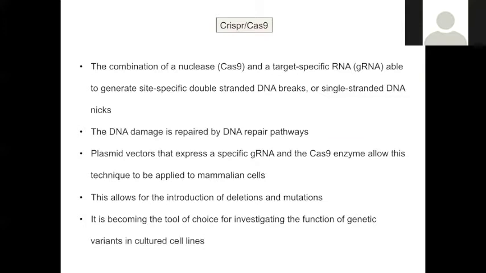CRISPR-Cas9, as we've seen, the combination of this CRISPR-Cas9 nuclease and target-specific RNA that we call a guide RNA induces double-stranded DNA breaks, or in the nickase mutant model, single-stranded DNA nicks. This is repaired by DNA repair pathways. And we can apply this to mammalian cells to introduce deletions and mutations. And this, of course, is done in cultured cell lines. Which raises the question, can we, should we, do we edit the genome of a human embryo?